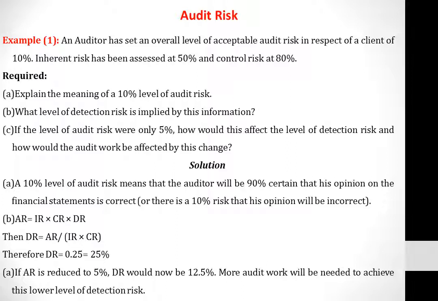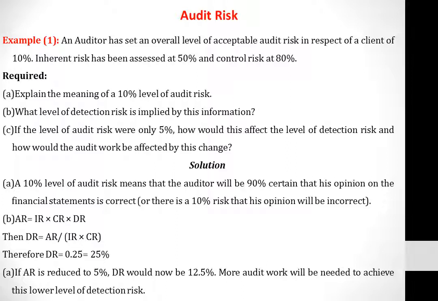So, if I have a level of acceptable audit risk of 5%, I need to know how certain I am as an auditor to give the correct opinion. This means 100% minus the audit risk level equals how certain I am that my opinion is going to be correct. So this is the answer for requirement A.